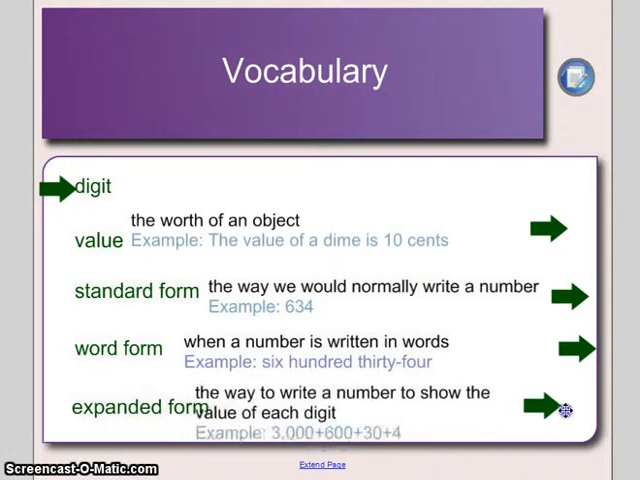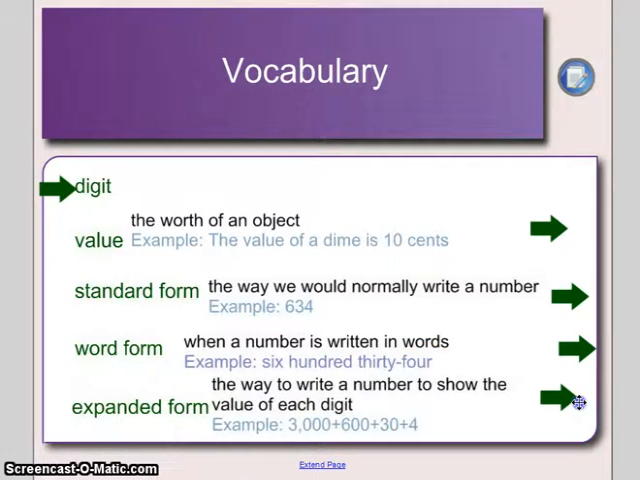And finally, expanded form. Expanded form is the way to write a number to show the value of each digit. So in the number 3,634, you have 3,000 plus 600 plus 30 plus 4. And even if I go back to the number 634, you would expand that by saying 600 plus 30 plus 4.